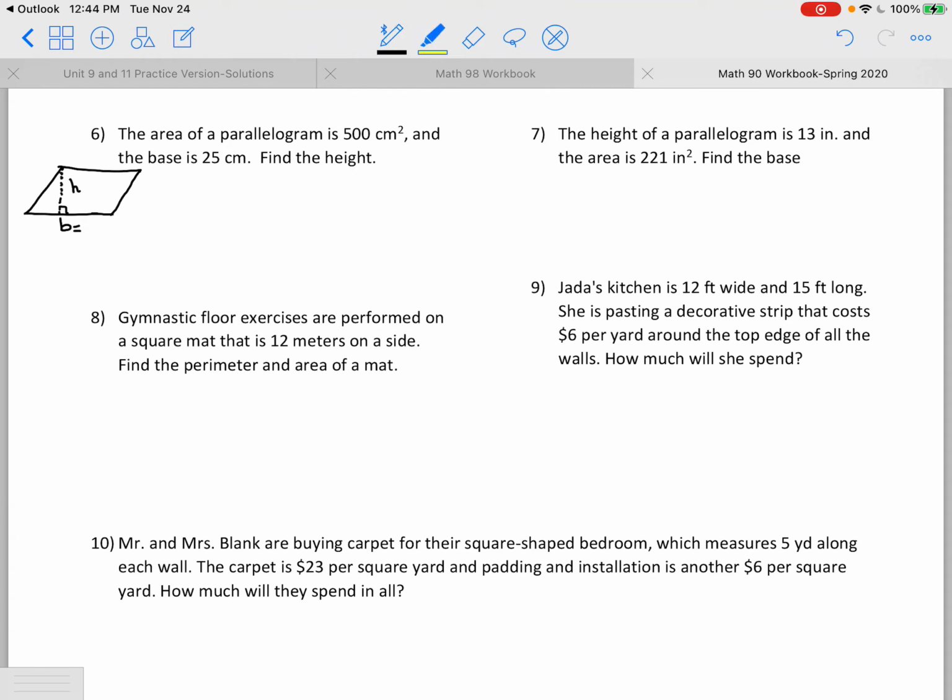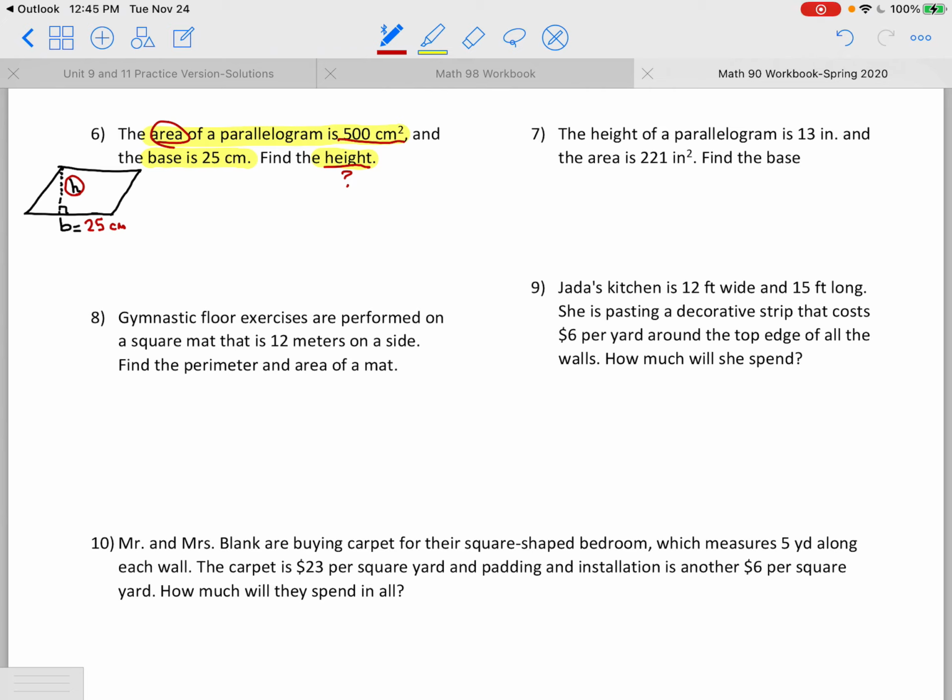All right, let's go through the problem. The area of the parallelogram is 500 centimeters squared. The base is 25 centimeters. And our job is to find the height, okay? So we know the height is going to be our unknown, so we're going to leave the h as is. That's going to be our unknown. And 25 centimeters is our base, okay? And of course we know that the area is 500 centimeters squared.